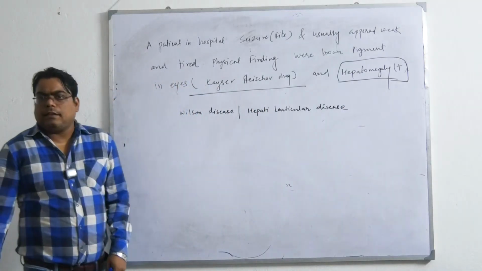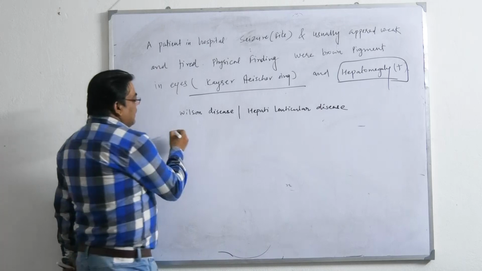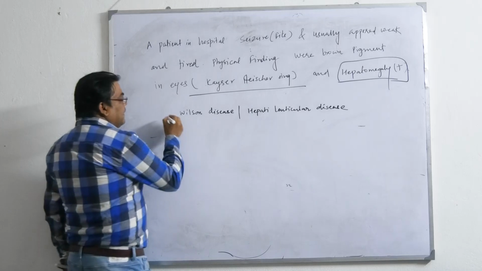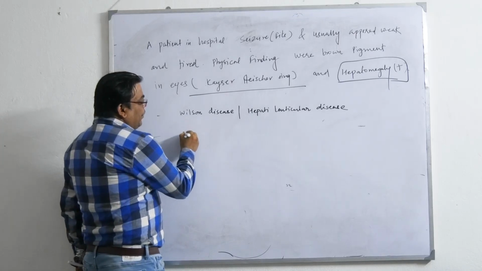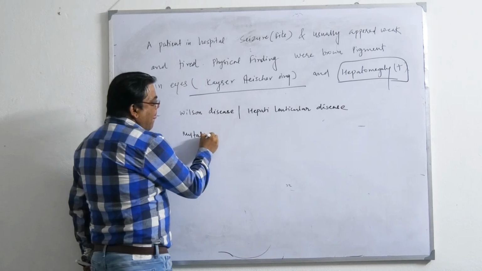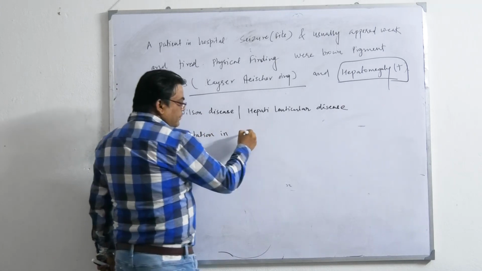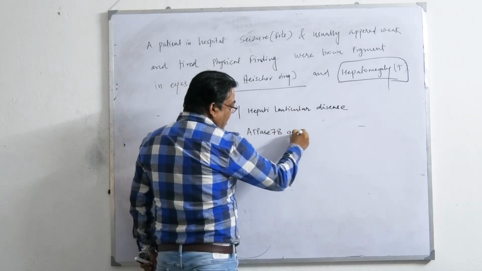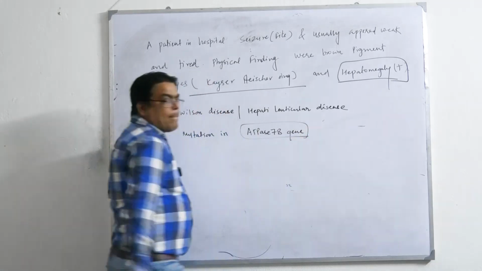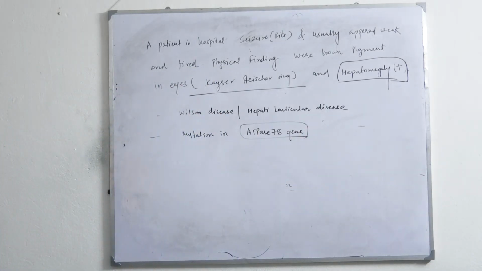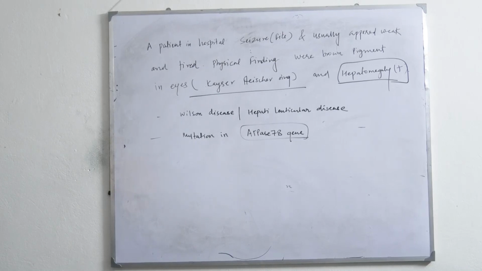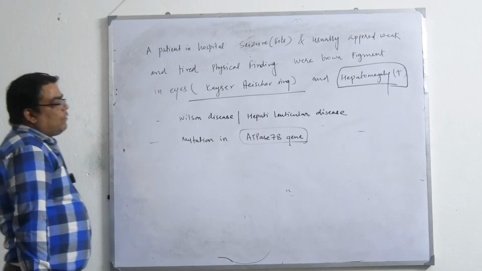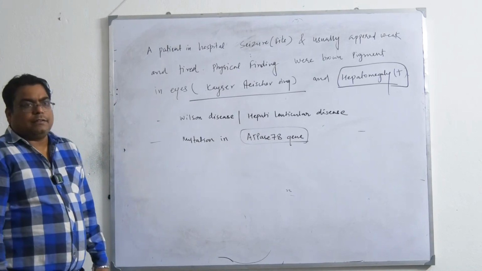What are the causes of disease? If the question is asking to write about the biochemical defect of Wilson disease, you will write the answer: mutation in ATPase 7B gene. Okay. Now the question is again asking what are the other clinical findings.